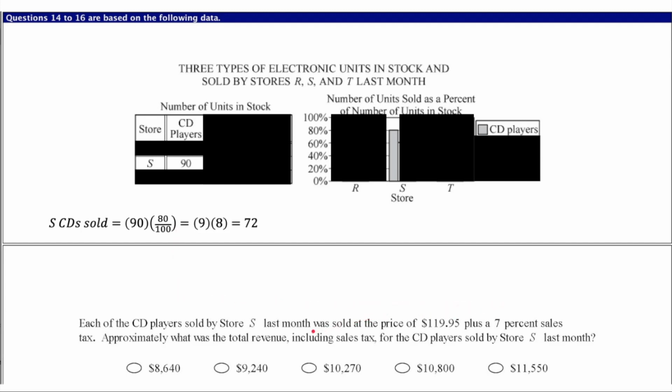So we know that each of those CD players was sold at the price of $119.95 plus a 7% sales tax. Okay, cool. So it wasn't just this price. There was also a 7% sales tax on top. So the final price was 107% of that original price. Let's go ahead and find what that is.